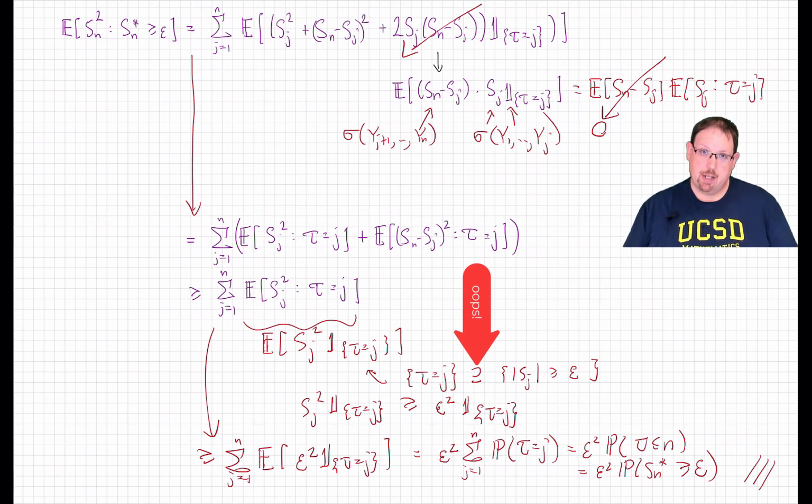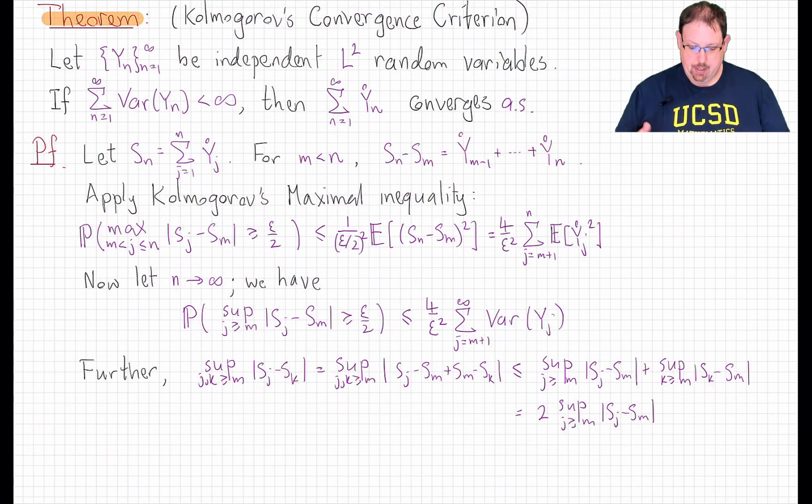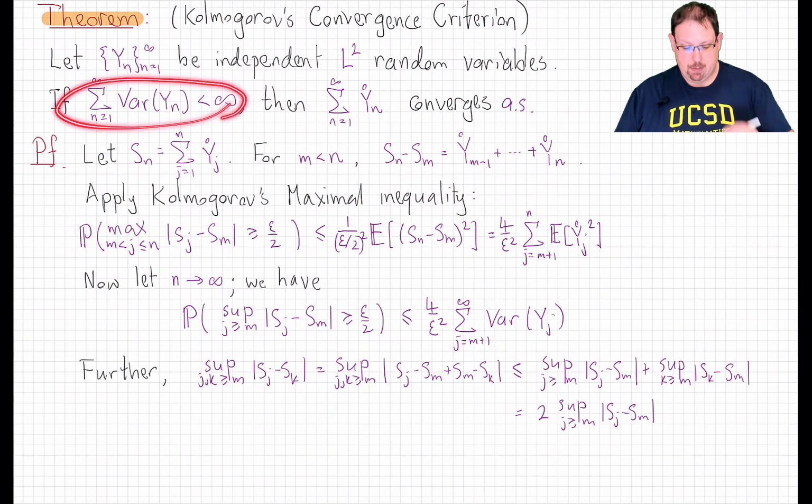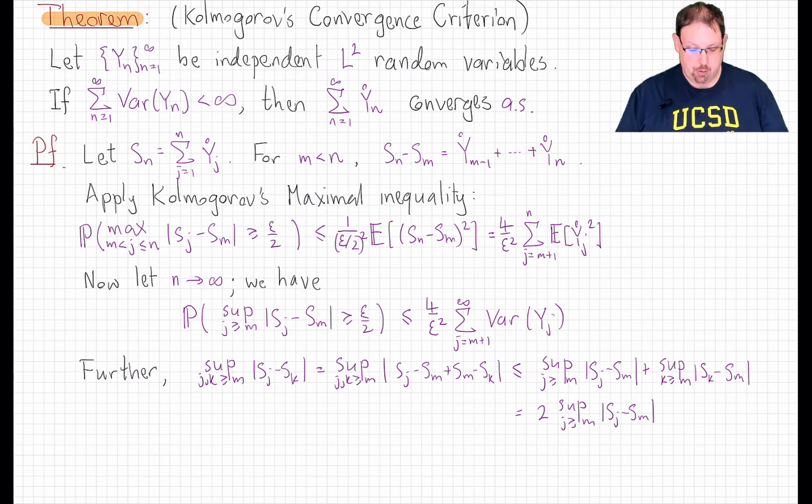All right, now we're going to see how to use a maximal inequality to upgrade L2 convergence to almost sure convergence. So here is the theorem we're going to prove. Once more, Kolmogorov's convergence criterion. If yn is a sequence of independent L2 random variables with the sum of their variances being finite, then the sum of the centered versions of the random variables converges almost surely.